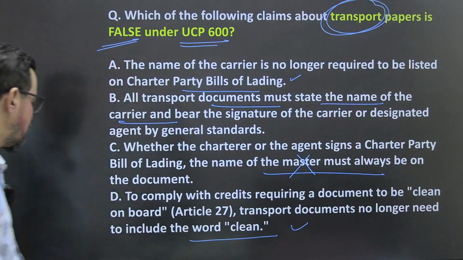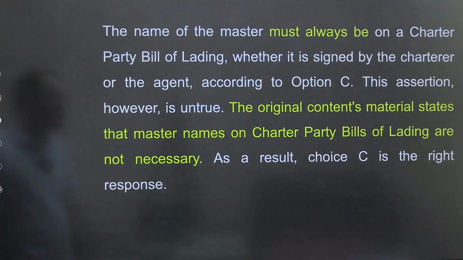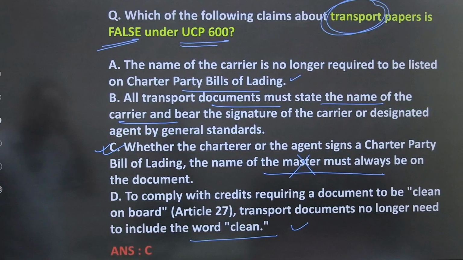I just want to check this question. This is incorrect, but let's look at these two statements once more. The name of the master must always be on the charter party bill of lading, whether by the charterer or the agent according to option C. This assertion, however, is untrue. The original content states that master names on charter bills of lading are not necessary. That is fine. The name of the carrier is no.